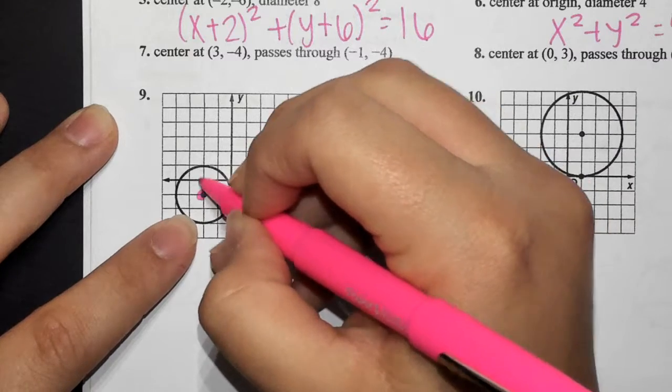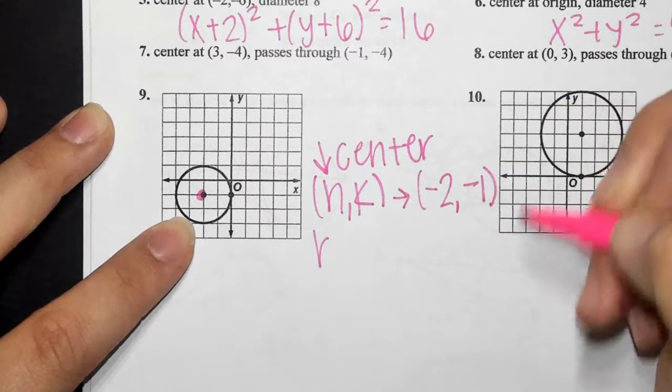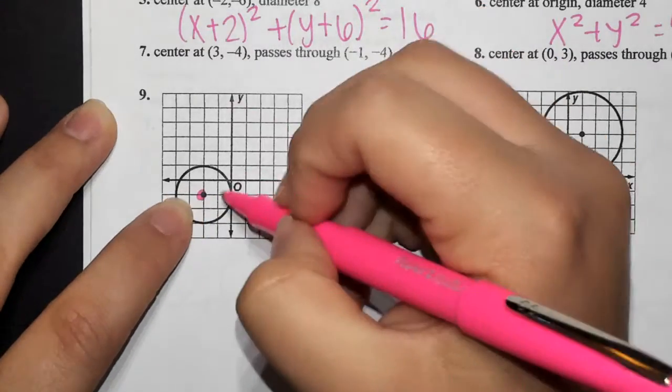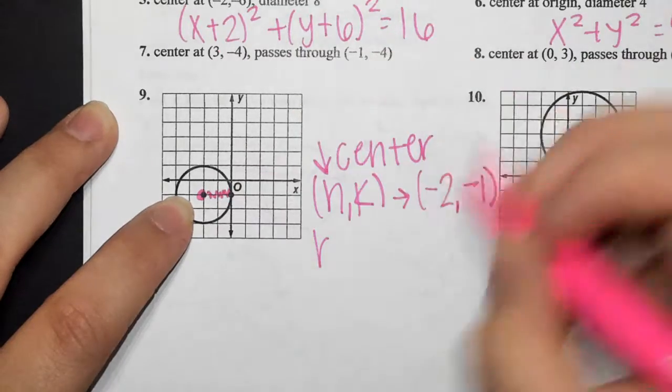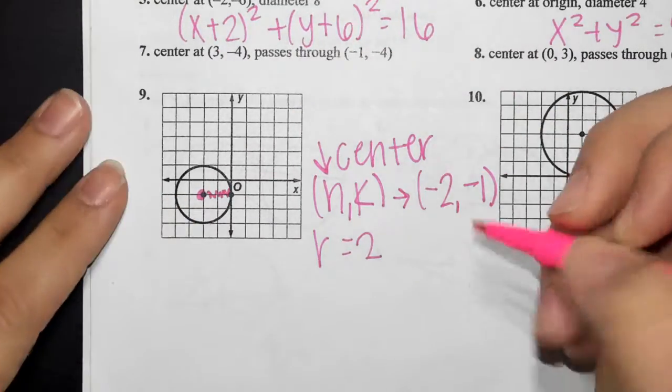So H is -2, K is -1, and then your radius is half of the middle of the circle. So 2 boxes, which means your radius is 2. So if you take that and you plug it in your equation.